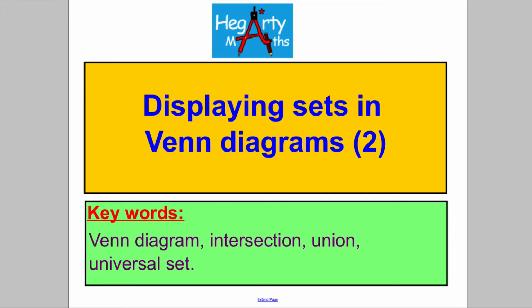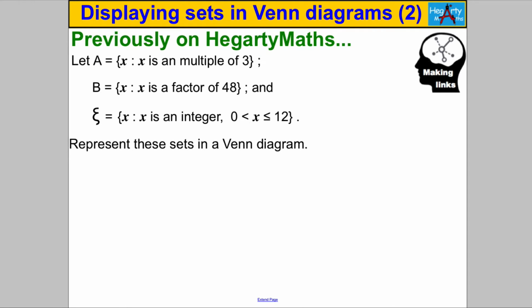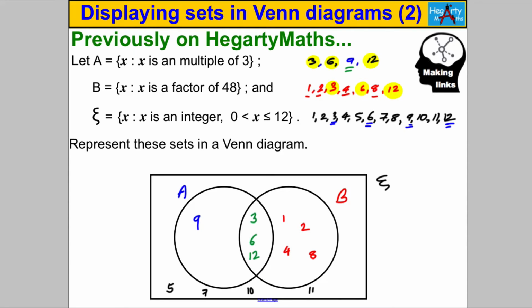It's Mr. Hegarty here. It's our second video on displaying sets in Venn diagrams. Let's start with something we've already done. We've already answered a question like this, so pause the video and double check you can do this with ease. So hopefully you would have got the following picture there. First step, list the universal set, then list the elements of A and B, and then draw your Venn diagram.